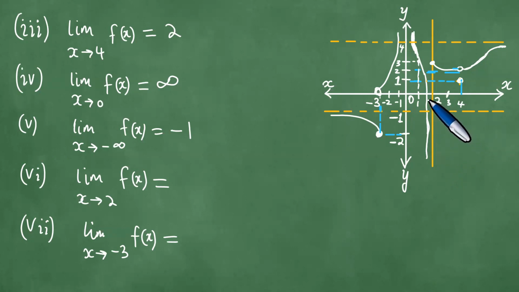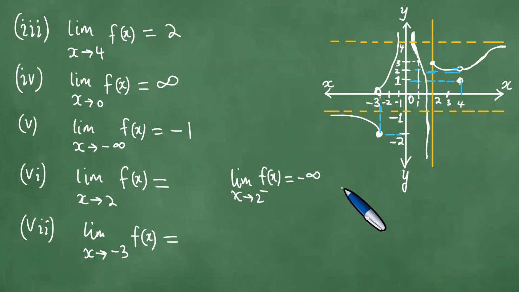If you approach 2 from the left, like so, then we have negative infinity. So the limit as x approaches 2 from the left of f of x is negative infinity. The limit as x approaches 2 from the right: you can see that the function approaches 3.